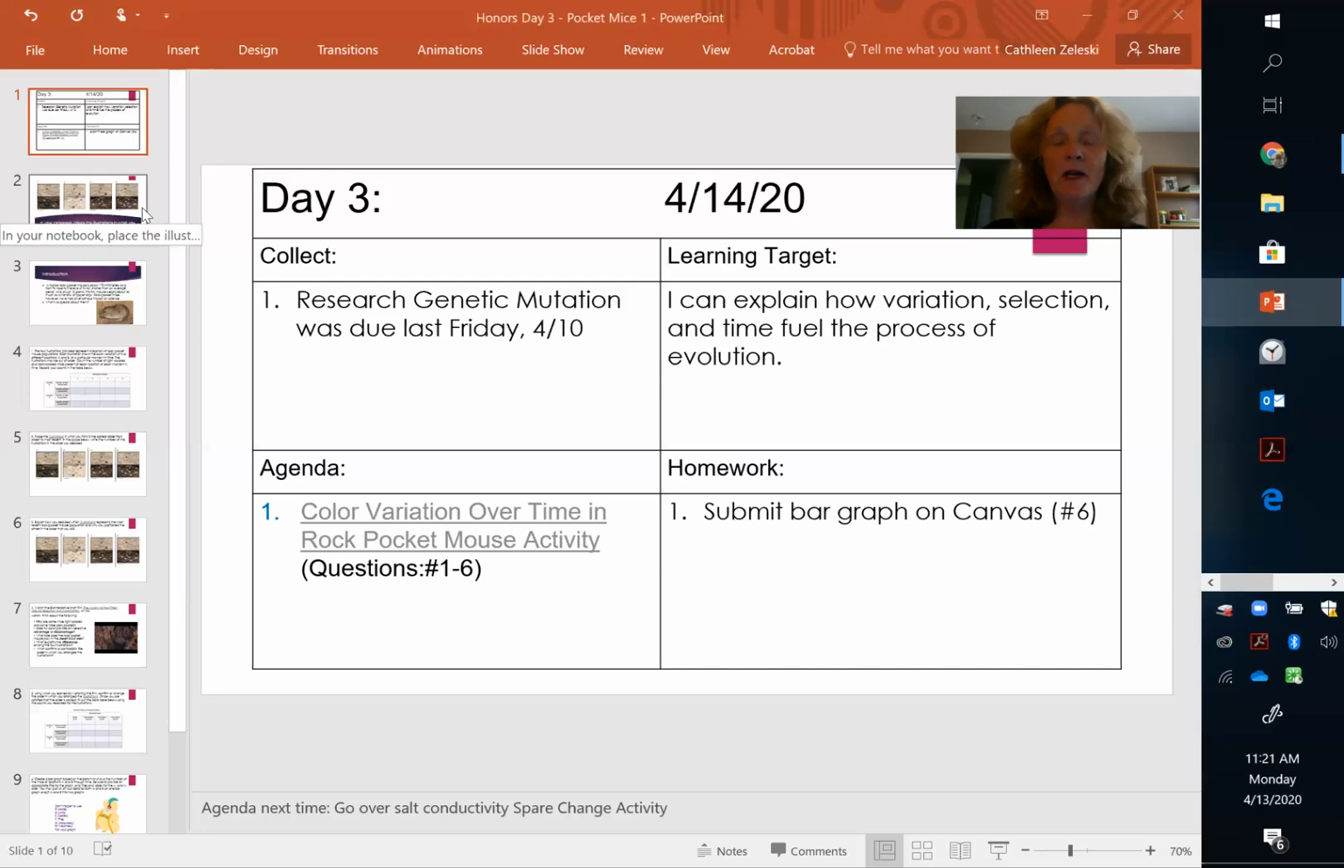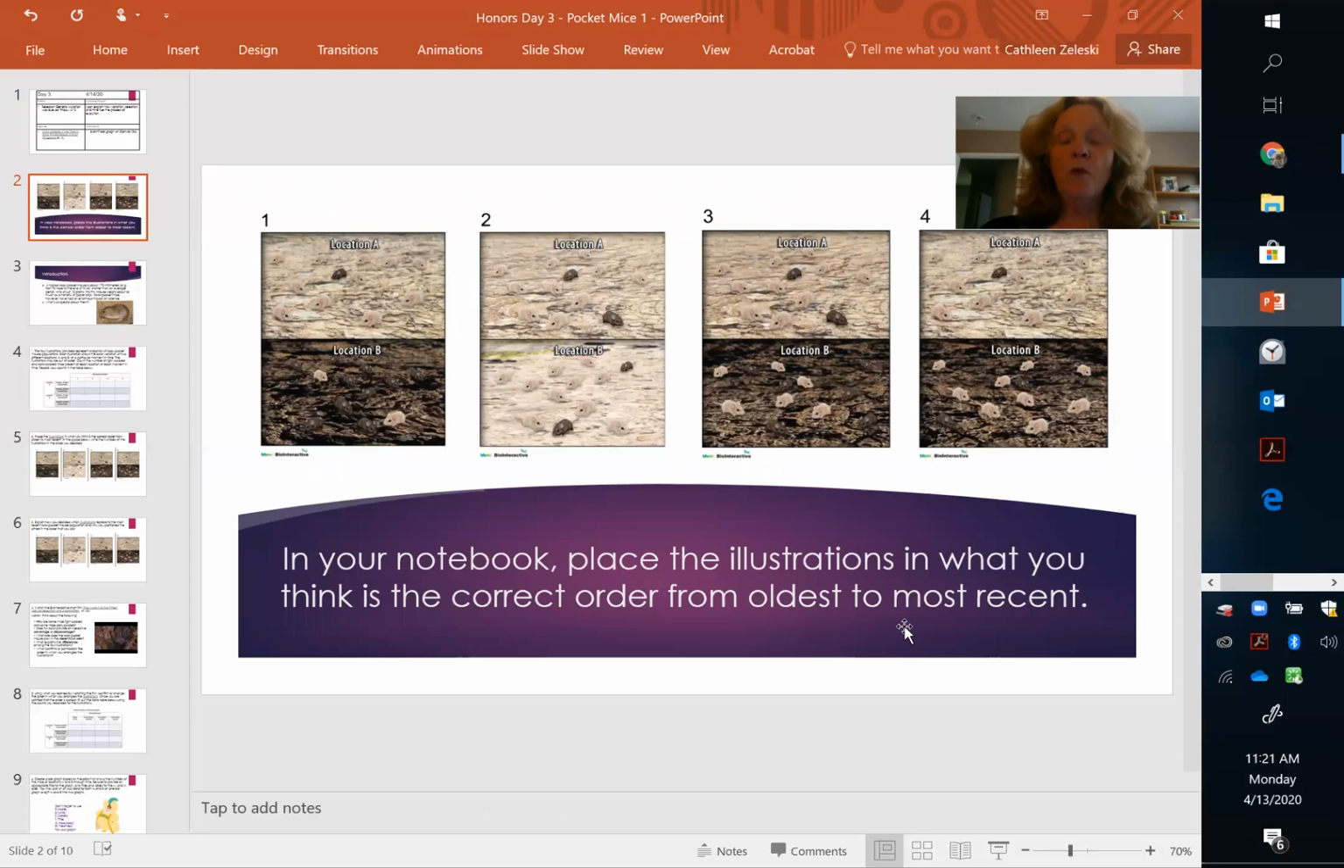Let's keep going here. You'll notice it's given you 4 images, and what you have to do is very carefully look at these images. They're asking you to place them in order from the oldest to most recent in terms of time. So you're thinking in terms of time: which one would have been the oldest and which one is the more current? Just think about it, take a moment, process it, and then go through.